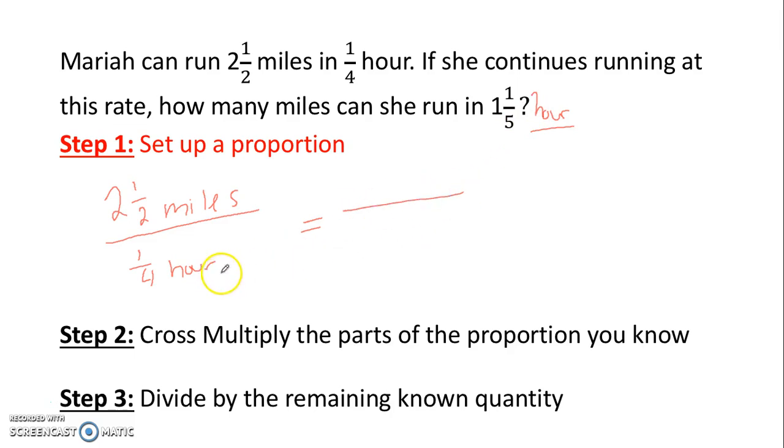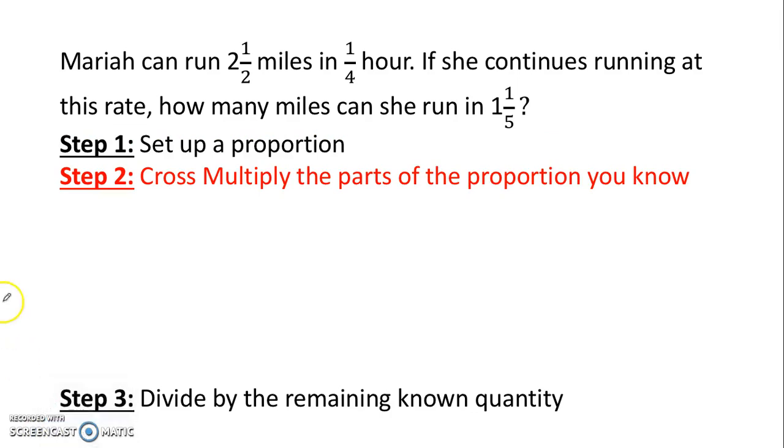We need to make sure that our hours are both in the denominator. They're both on the bottom. So 1/4 hour, and we want to know how many miles in 1 1/5 hours, but we're not sure how many miles that is. There's our proportion: 2.5 miles over 1/4 hour is equal to how many miles in 1 1/5 hour. That's step 1.